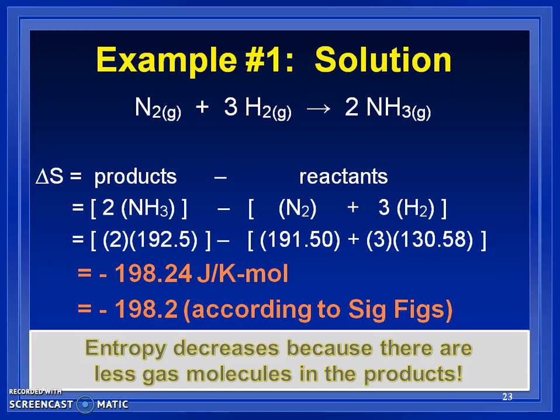Entropy is going to decrease because there are fewer gas molecules in the product. So again, that makes sense. We have 4 gas molecules as reactants. We have 2 as products. So your entropy actually goes down, and that's why there's that negative there. So that should make sense.